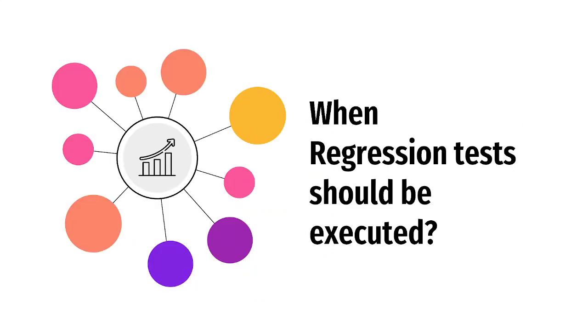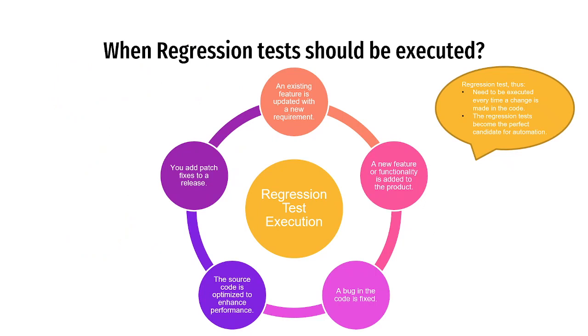The next is when regression tests should be executed. First, when an existing feature is updated with a new requirement. Suppose modules A, B, C are there, and module A is now getting updated. In this case, I should be running my regression test, just to gauge the impact of those changes on the other modules or the whole application itself.